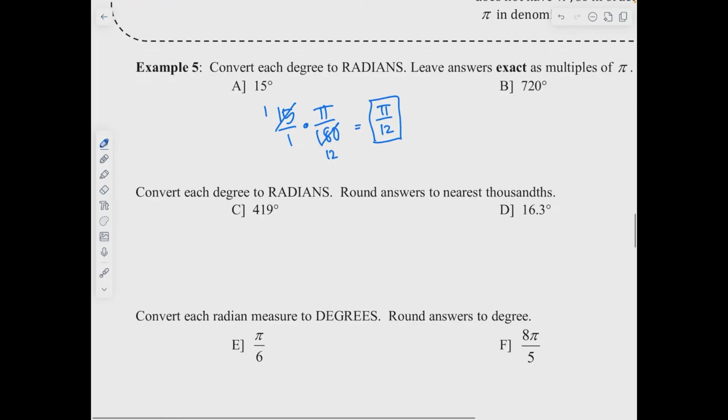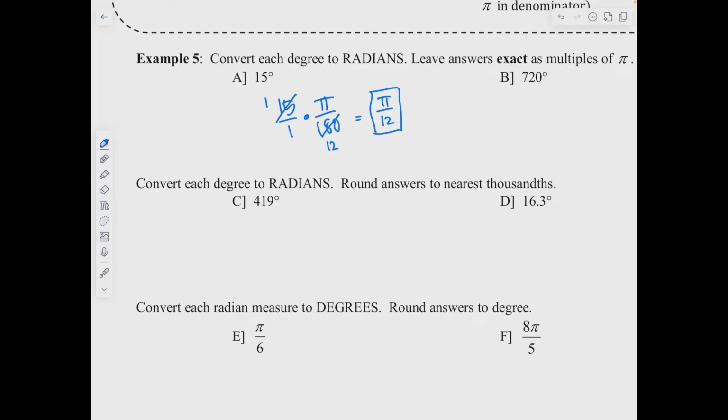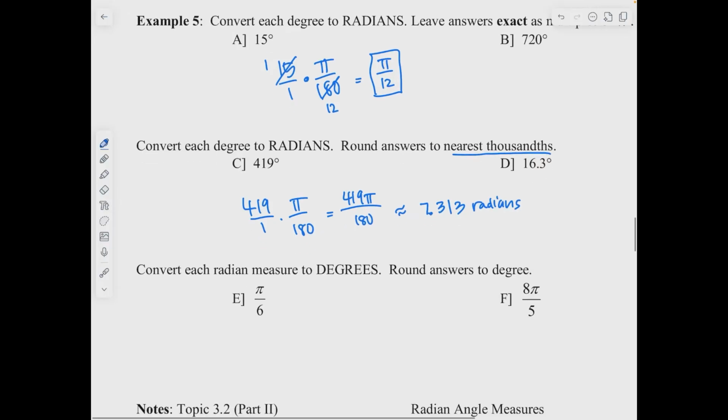Okay. For letter C, convert degree to radians. So I want to go to the nearest thousandth. So I have 419 over 1 times pi over 180. So if I just take 419 times pi and then divide it by 180, so 419 pi is approximately 1,316. I take that answer and I divide it by 180. So it will leave me approximately 7.313 radians. Thousandths is 3 decimal spaces, so I'm going to stop there.